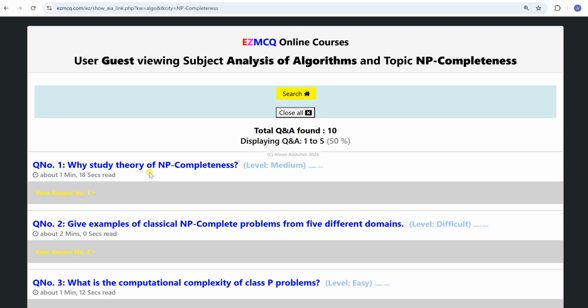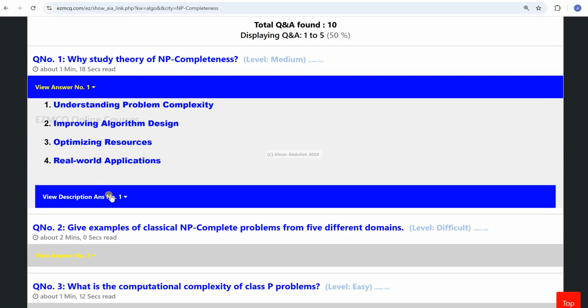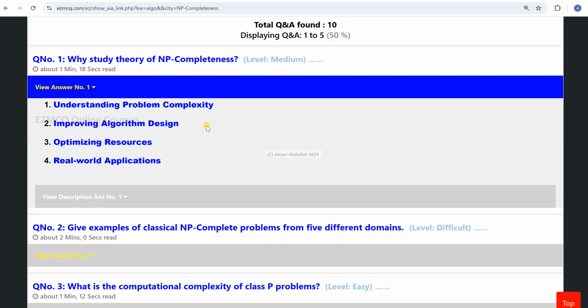So why study the theory of NP completeness? In computer science, we develop solutions to problems. And of course, those problems could be real life problems, difficult problems and not so difficult problems. So NP completeness allows us to understand the complexity of the problem. And once we know the status of the problem, the type of the problem, it helps us in improving the solution, which is the algorithm design. And when we know about NP completeness, that helps us optimize the resources, and we are interested in solving real world applications.